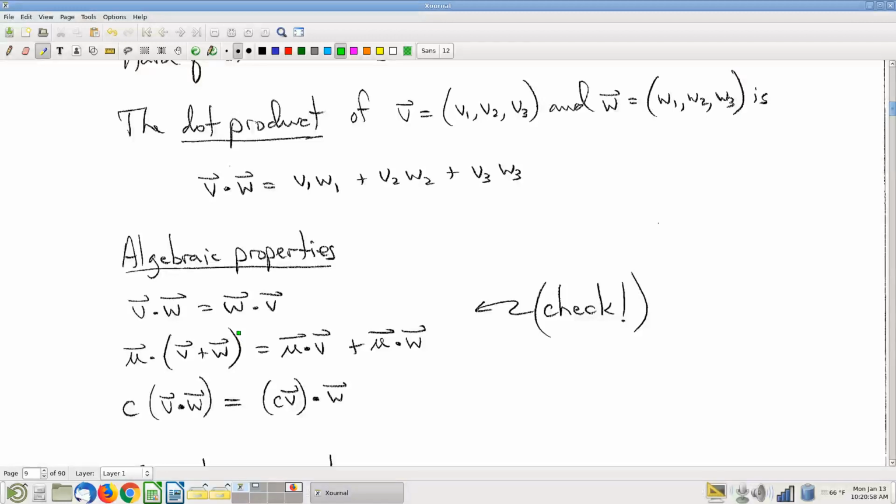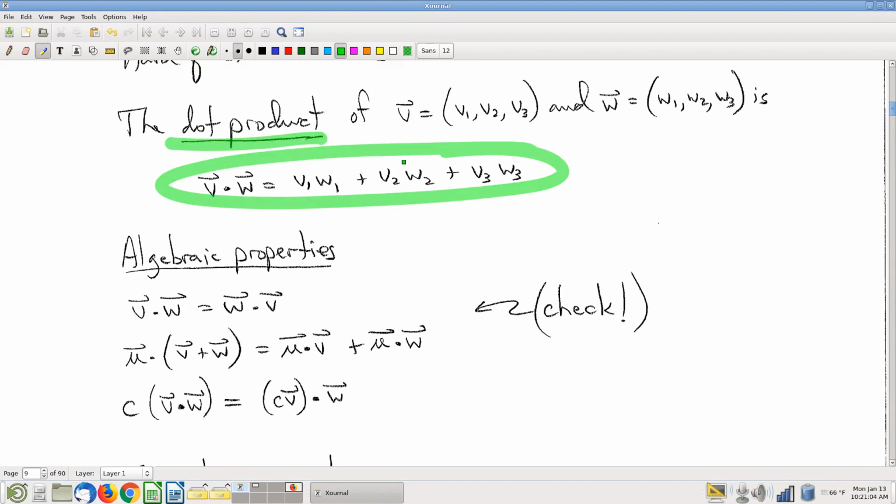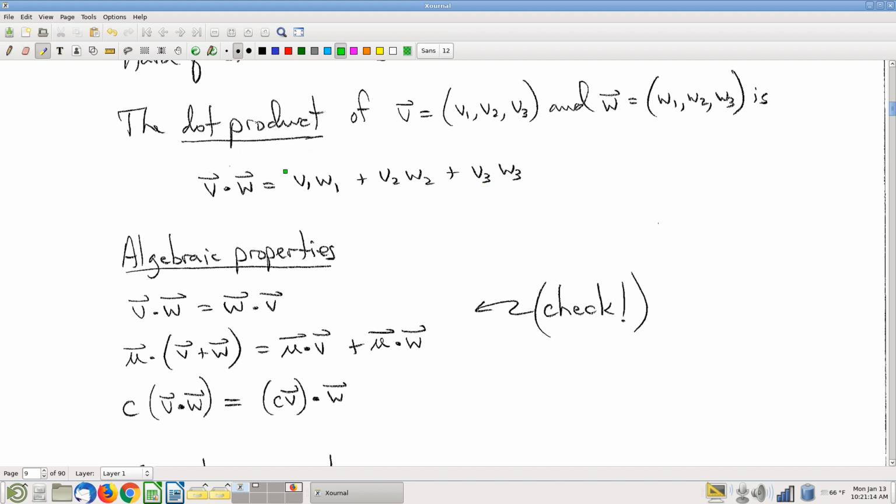All right, so here's where we were last time. We had defined this thing called the dot product. Here's the formula for it, for vectors in R3. Similar formula in R2. Similar formula in Rn. Okay. I emphasize the notation.